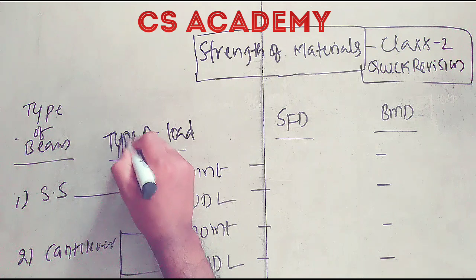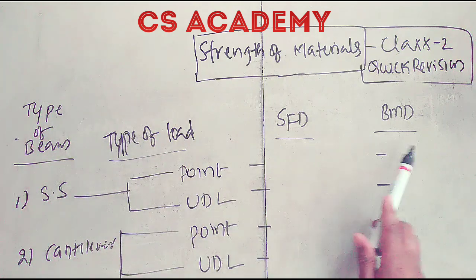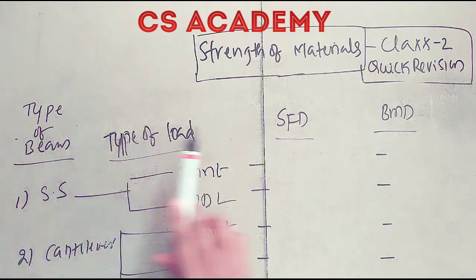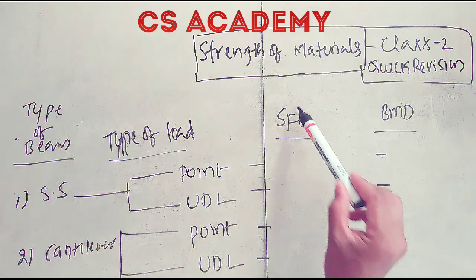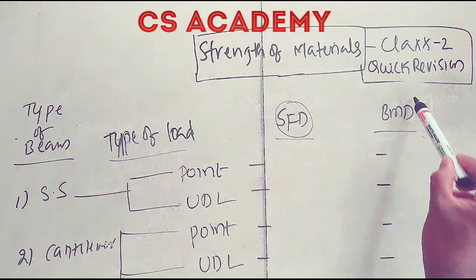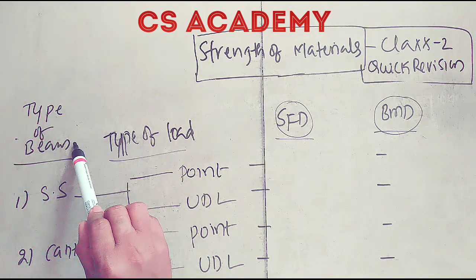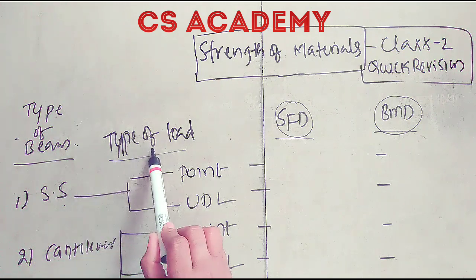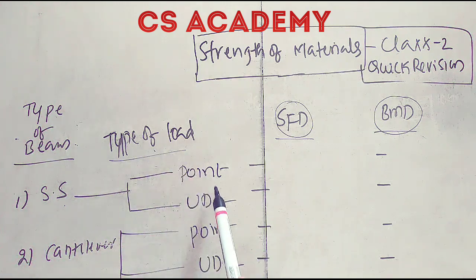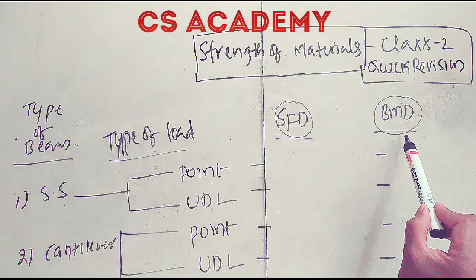See here, now we will discuss in detail. This is a very important chart for understanding the type of beam, type of load, and SFD and BMD diagram. SFD means shear force diagram. BMD means bending moment diagram. First you have to know the type of beam. The type of beam will be simply supported. Now, what is the type of loading? The type of loading will be a point load or UDL load, and how the shear force diagram varies, and how the bending moment diagram varies.